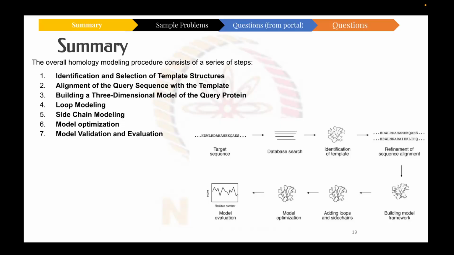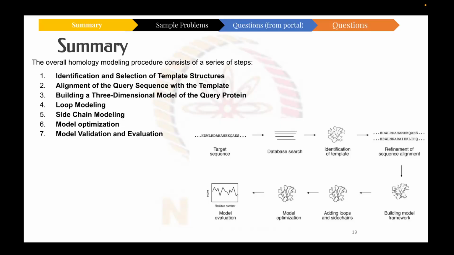Then we have loop modeling. There are often gaps or insertions that can occur in sequence alignments when modeling protein structures. These gaps are called loops, or structurally less conserved regions during evolution. Loop modeling is an important step in protein structure prediction because loops play a crucial role in determining the functioning of a protein. However, predicting the structure is a complex process.